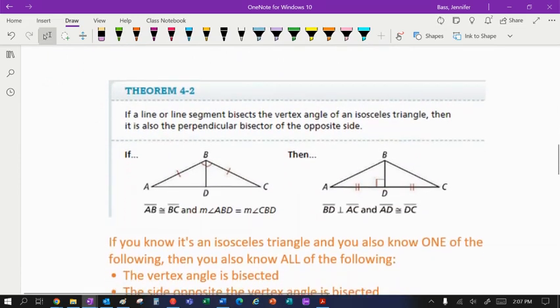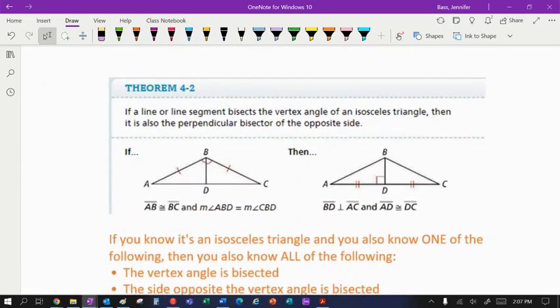The next part of chapter 5 that we're going to need is the angle bisector theorem for an isosceles triangle.